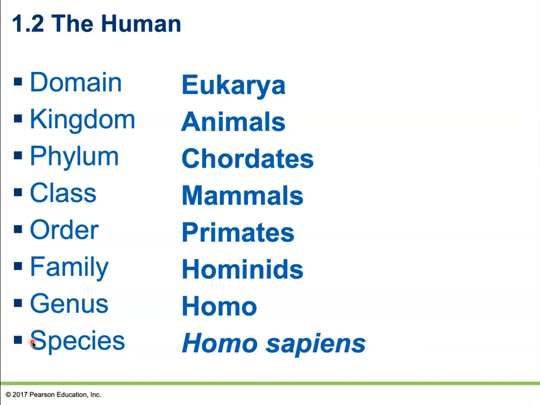I don't expect you to know all of our reasons for each one of the classifications, but I would like you to know that for the human, our domain is Eukarya, our kingdom is animal, our phylum chordates, our class mammals, order primates, family hominids, and genus Homo, and finally our species is going to be sapiens, or Homo sapiens. And that is going to be it for our classification.